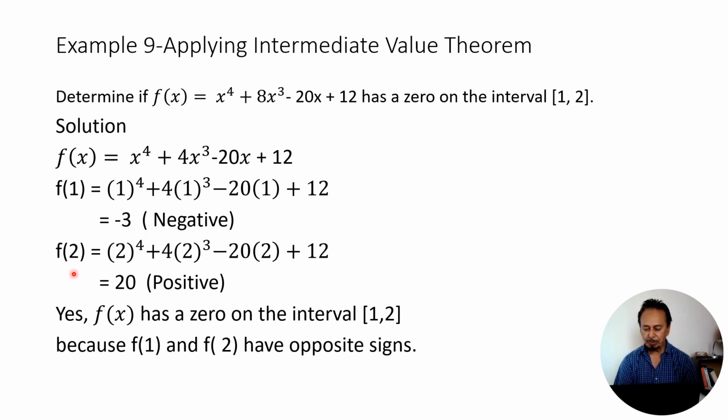And that's negative. Now we find the function value at 2. It becomes 2 to the 4 plus 4 times 2 cubed minus 20 times 2 plus 12. If you simplify, we should get 20, and this is positive. So f of 1 is negative and f of 2 is positive. That means f of 1 and f of 2 have opposite signs. Therefore we can say this polynomial has a zero on this interval.